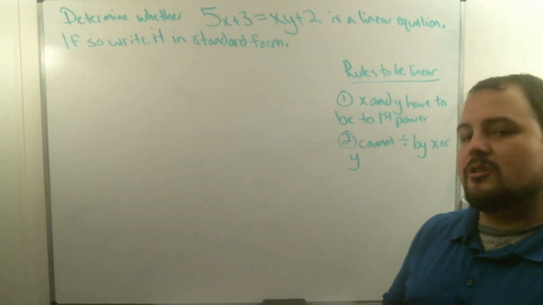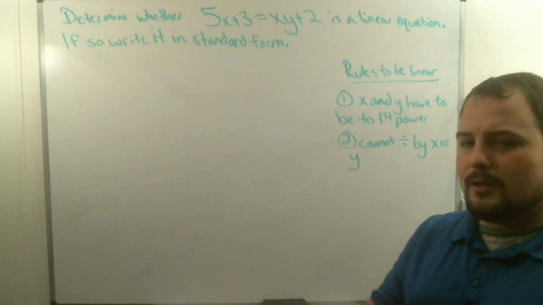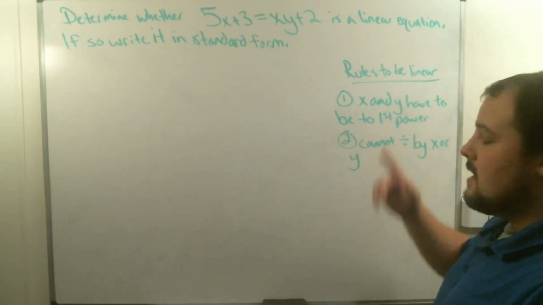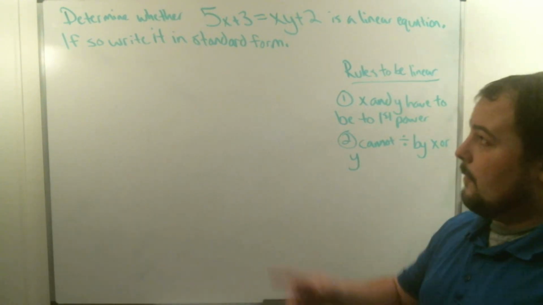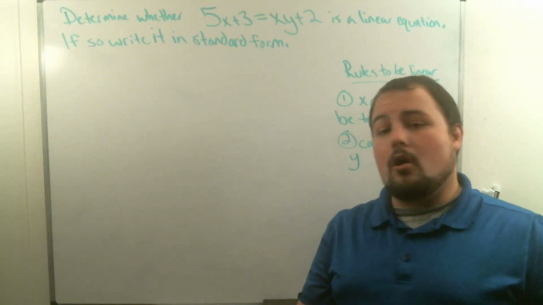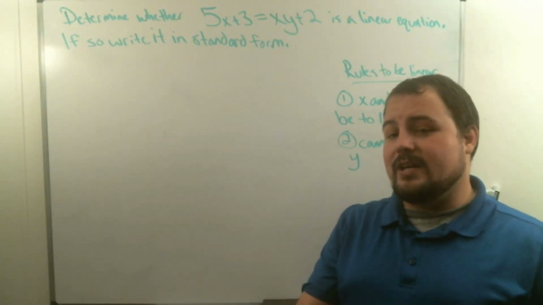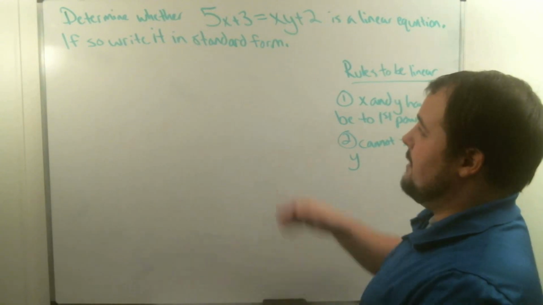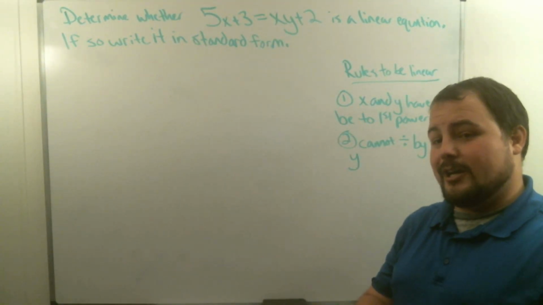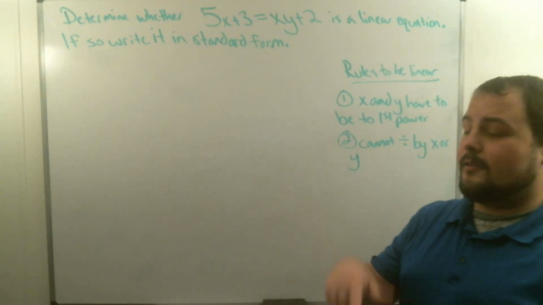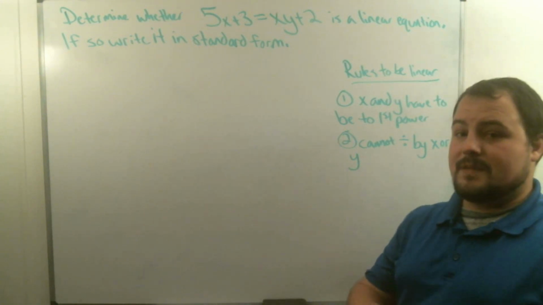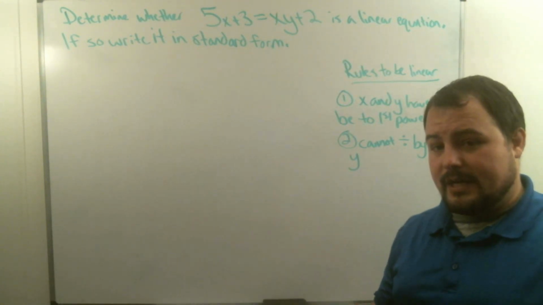Now, there's 2 rules that you kind of want to look for when determining if something is a linear equation. The first rule is x and y have to be to the first power. So we look at x and we look at y, and they all are to the first power. Because they don't have an exponent, that means they're to the power of 1. So right now, this passes rule 1. But in order to be linear, it doesn't just pass rule 1, it also has to pass rule 2. You cannot divide by x or y. So looking up here, we're not dividing by x or y.